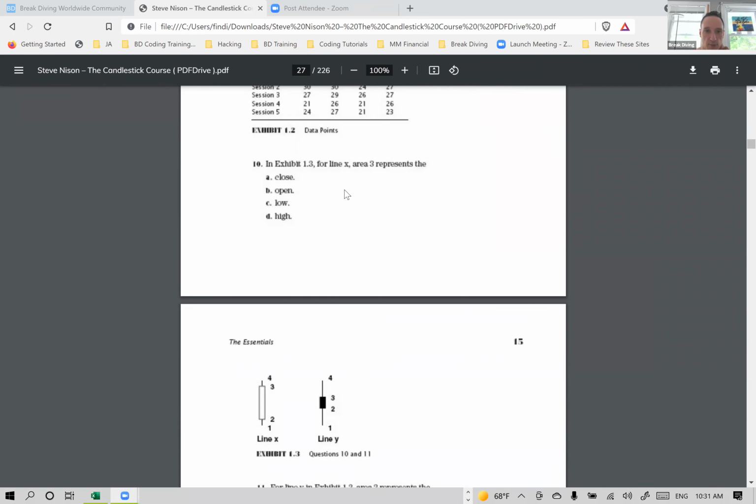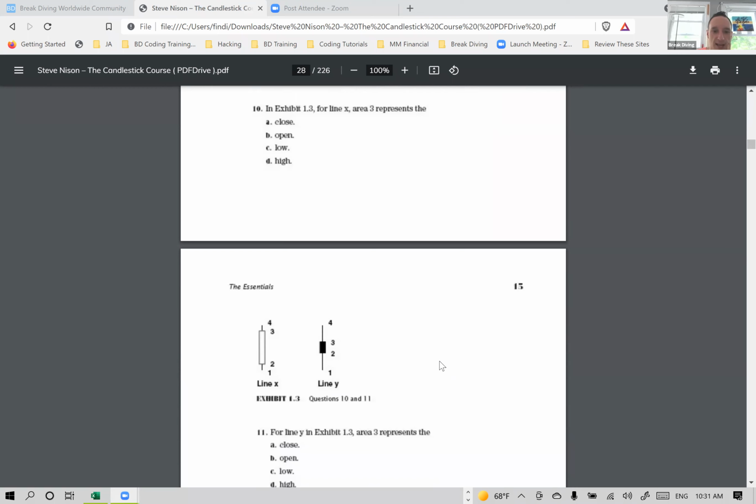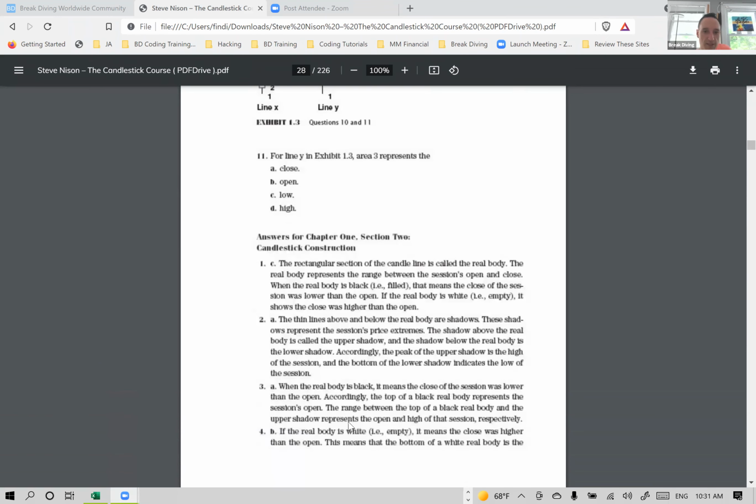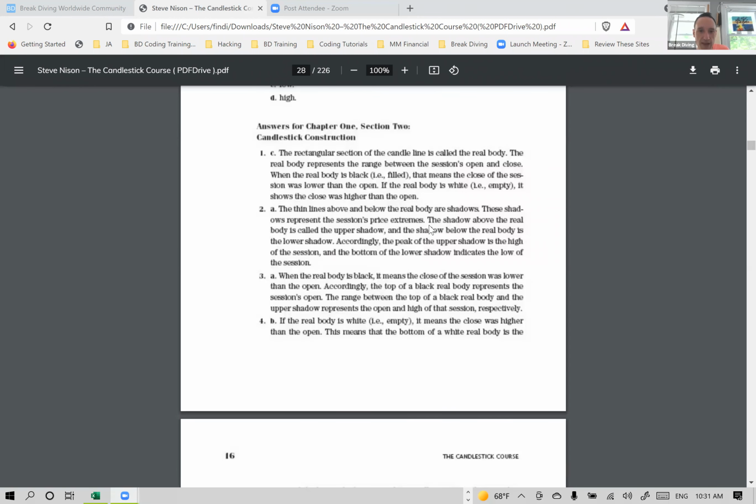In Exhibit 1.3, for line X, area 3 represents what? Okay, let's see. That is the close. Yes, I agree, because it's white, so we know it closed higher, and so this must be the close. And in line Y, area 3 equals the open. Right, because it's black, so it closed down. All right, answers: the rectangular section is called the real body. We got that. The shadows, we got that.